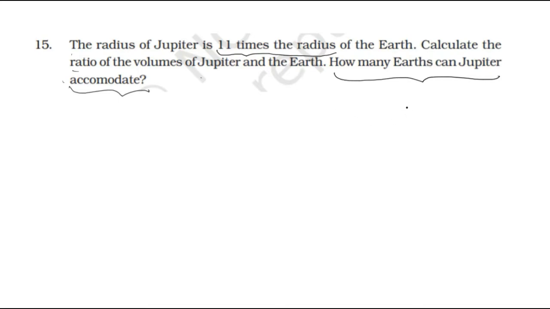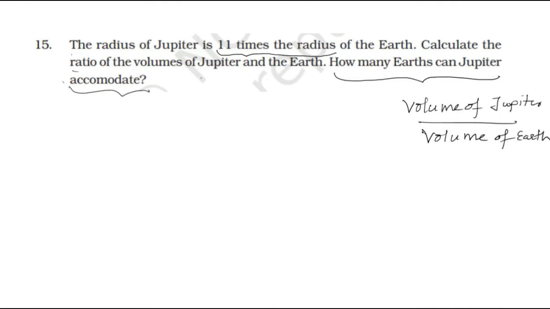And what do you mean by the ratio? Volume of Jupiter divided by volume of Earth. So if you find this number, whatever answer you get, that will give you the answer for how many Earths can Jupiter accommodate. That's basically the meaning of ratio of two volumes. Volume of Jupiter divided by volume of Earth.